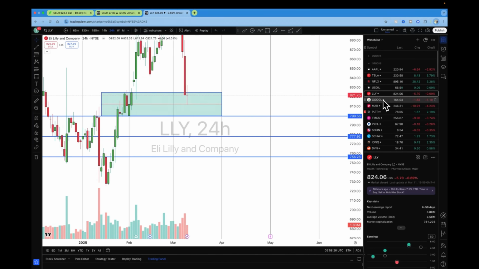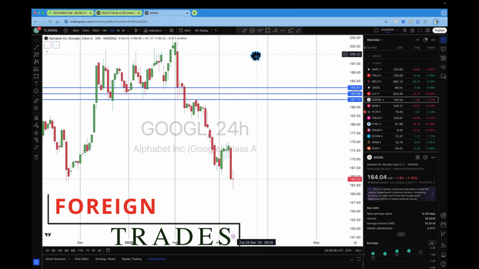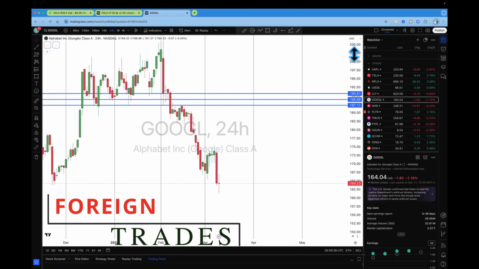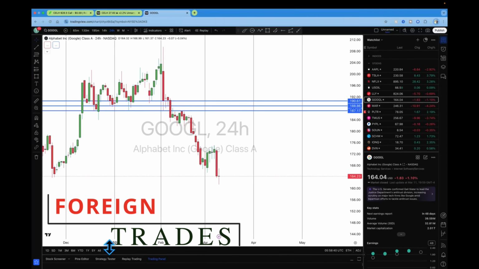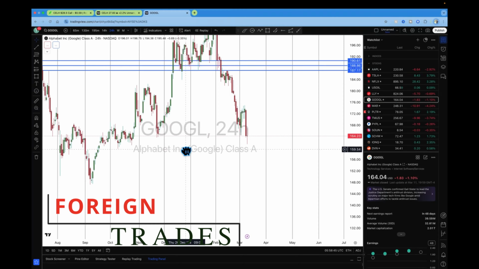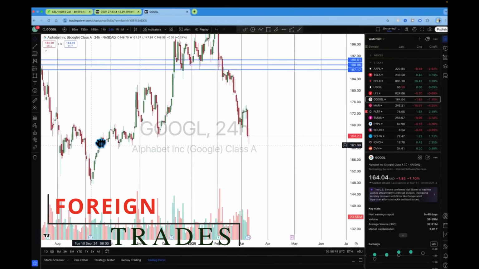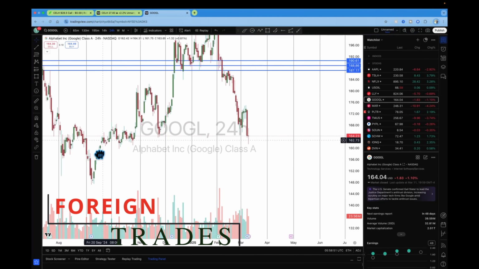Now I'm about to take a look at Google. Here we are. Let me check this out. Let me see what's going on with Google. So it looks like it wants to drop and fill in this empty space. This is what I look for every time I find a setup that I like.